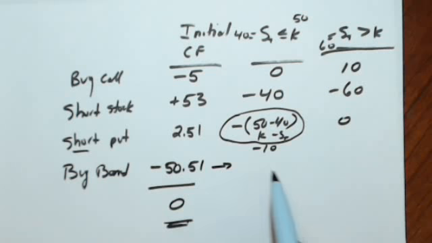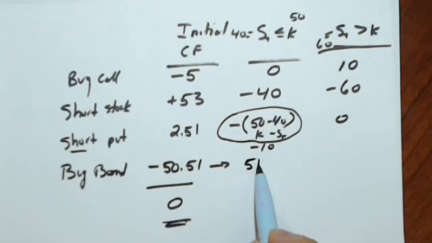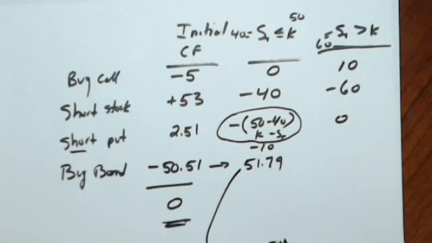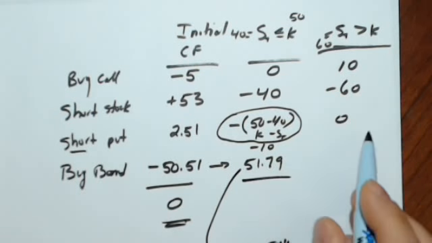It's going to mature in 6 months, and given interest rates are 5%, it'll mature at 51.79. That's 50.51 times e to the 0.05 times 1/2, which gives you 51.79.